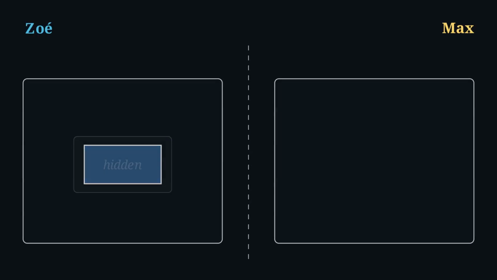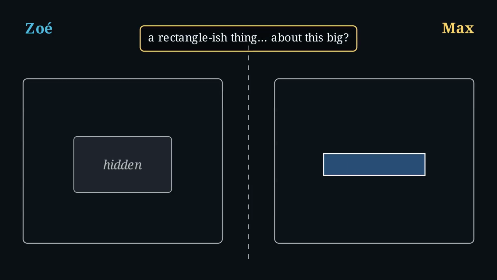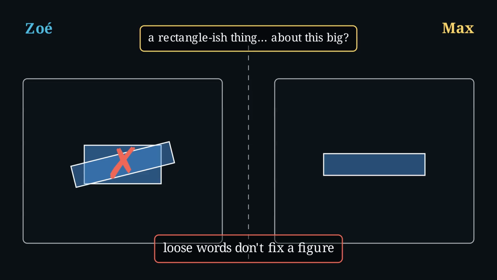Zoe has drawn a figure, and Max must draw the same one. The catch? She can only use words, no pictures. She tries. A rectangle-ish thing, about this big. Max does his best, slides his drawing over hers, not even close. Loose words don't fix a figure. Zoe needs instructions that cannot be misread.